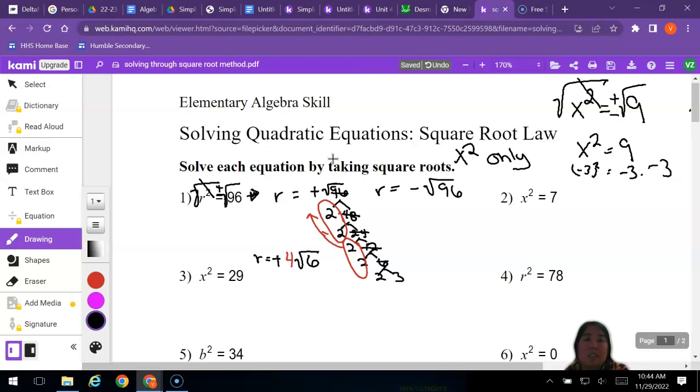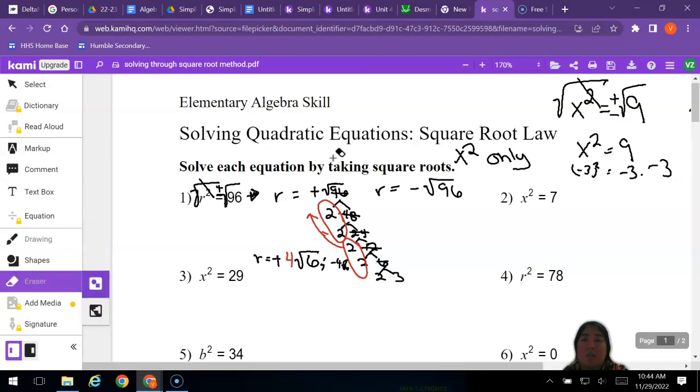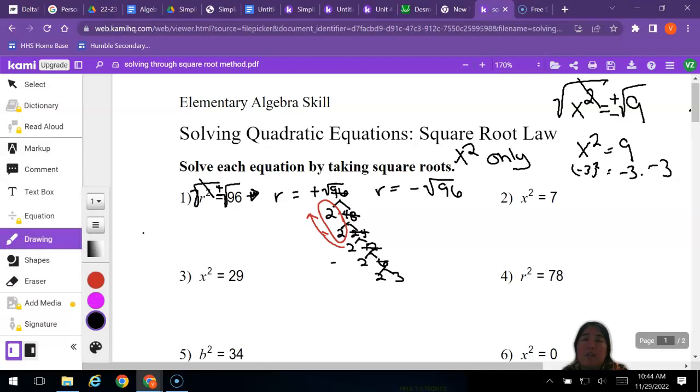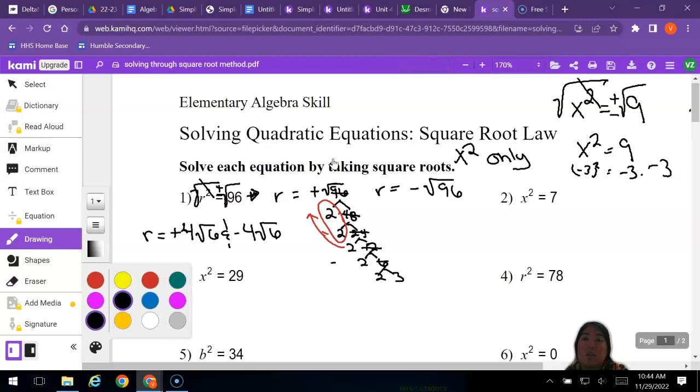And since this is the same thing, the only difference is that it's negative, I know that this equals this, so I can write that it also equals negative 4 square root of 6. Okay, both. So my answer is r equals positive 4 square root of 6 and negative 4 square root of 6. Both. It's got both of them. That's your answer. And that's it.